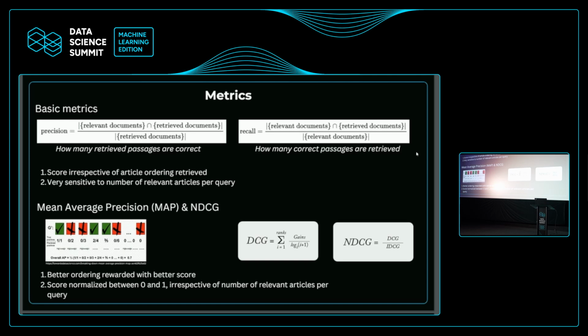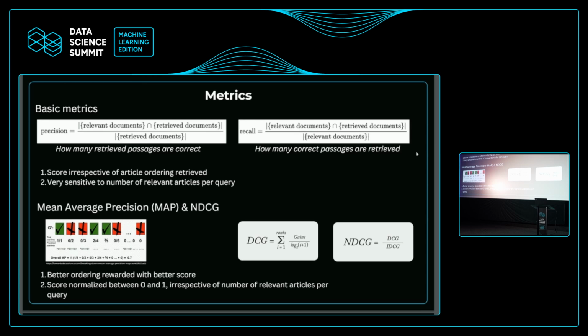Those two are very easy to understand, but they have a few crucial drawbacks. First of all, they do not prioritize or give a better score to a model which retrieves as number one the most relevant passage. And also they quite heavily depend on the whole data set, whether it has a lot of relevant passages per answer or only a few. That's why people came up with two different metrics, mean average precision and NDCG. NDCG stands for normalized discounted cumulative gains.